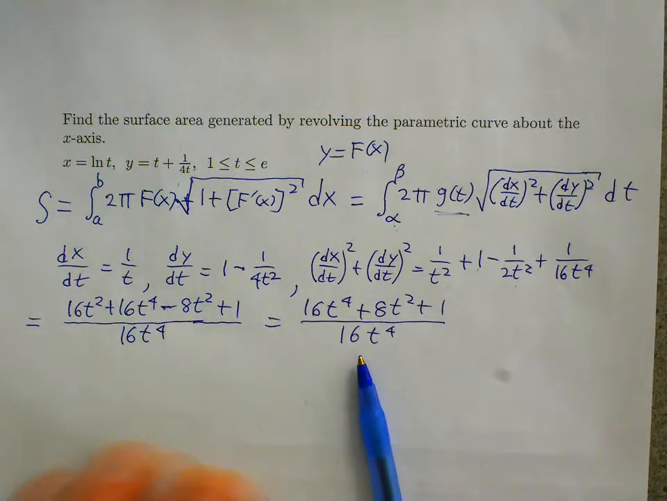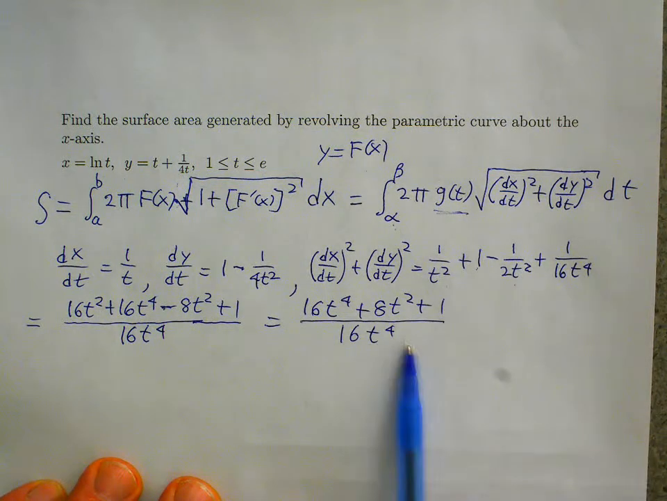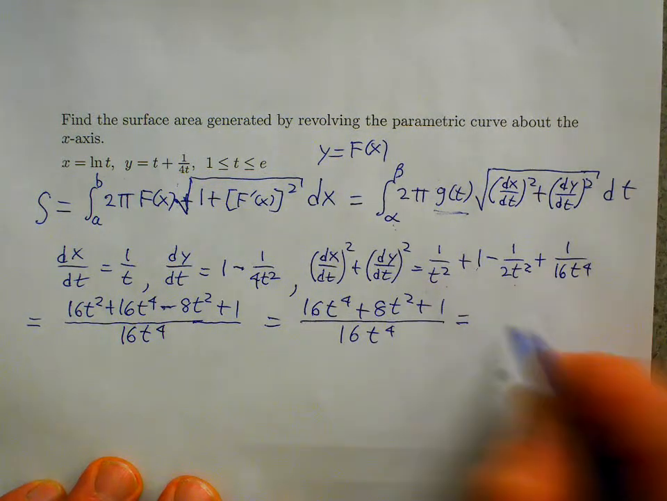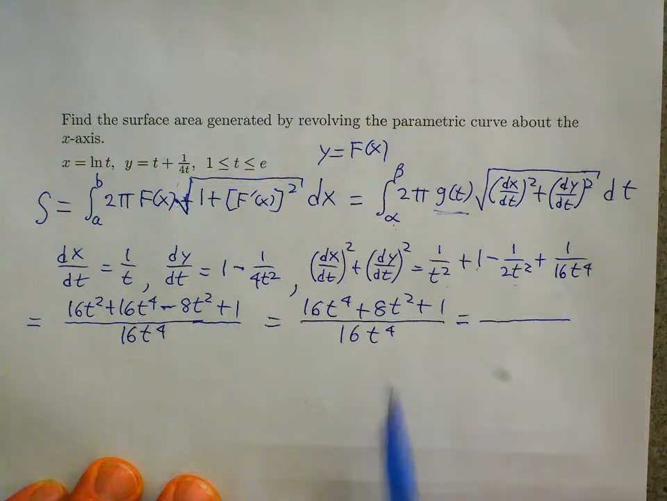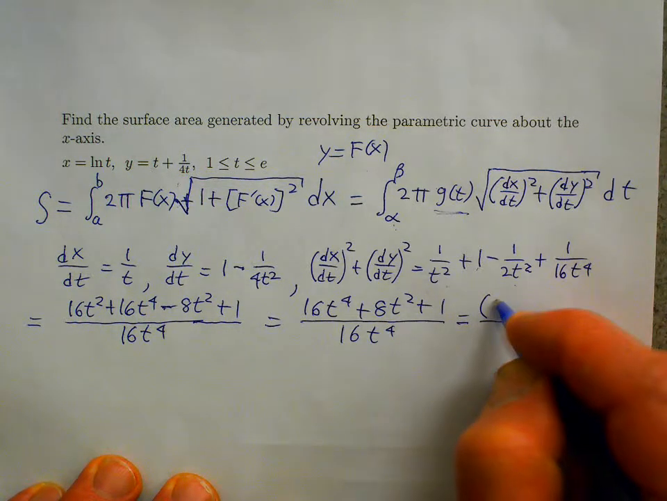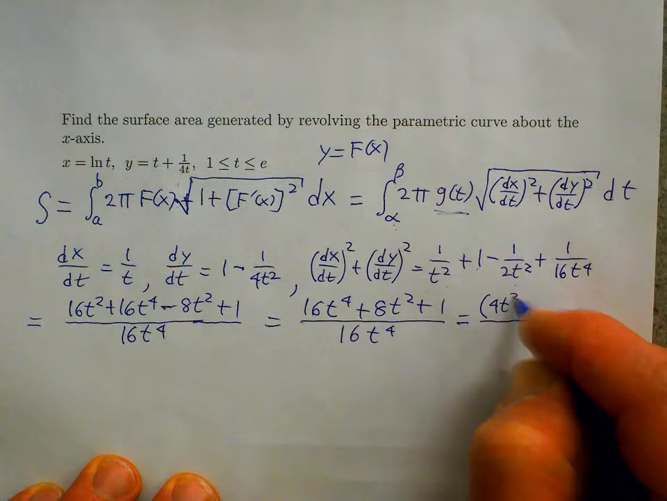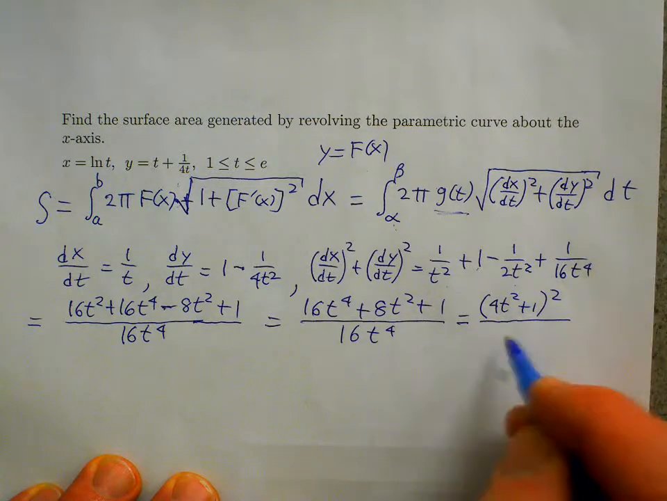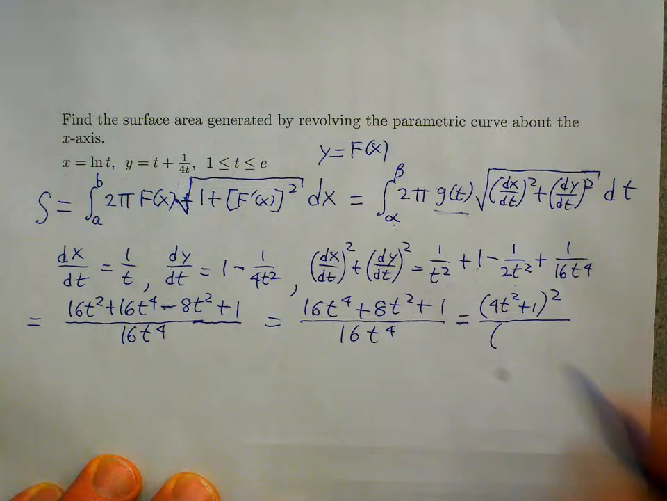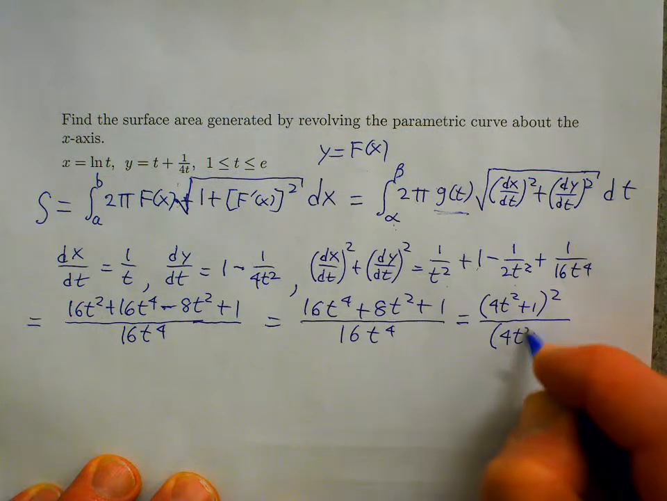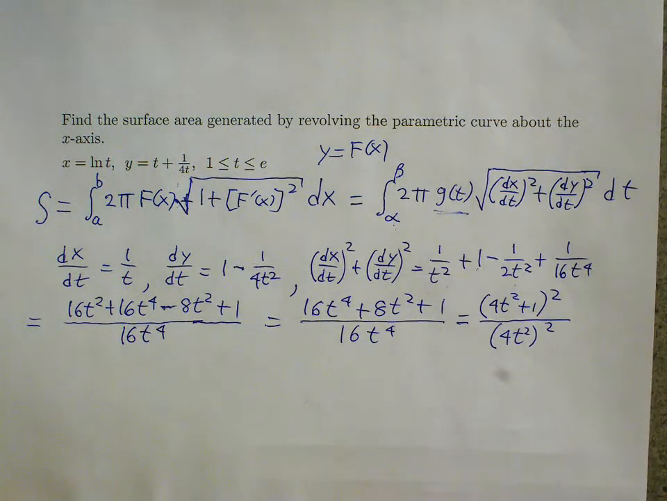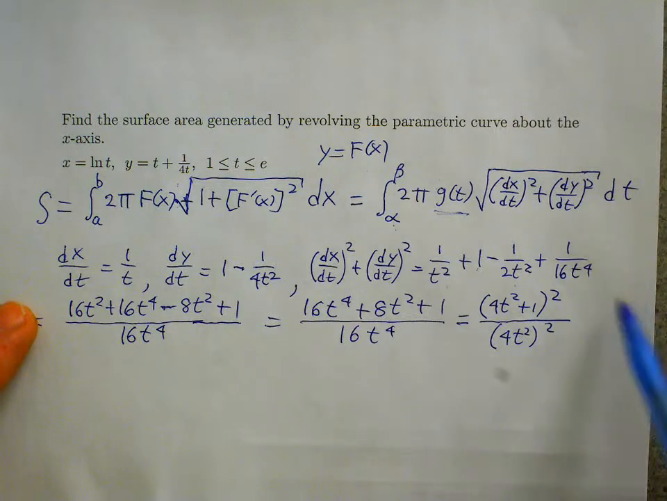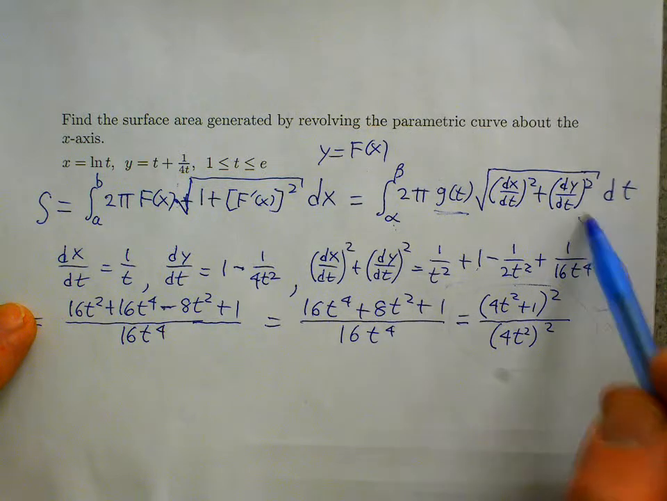This is what goes inside the square root, and this is a perfect square, so let's write it in factored form. 16t to the fourth plus 8t squared plus 1 is 4t squared plus 1, squared. And the denominator, 16t to the fourth, is 4t squared, squared. Okay, this is what dx/dt squared plus dy/dt squared is. It's going to go inside that square root.